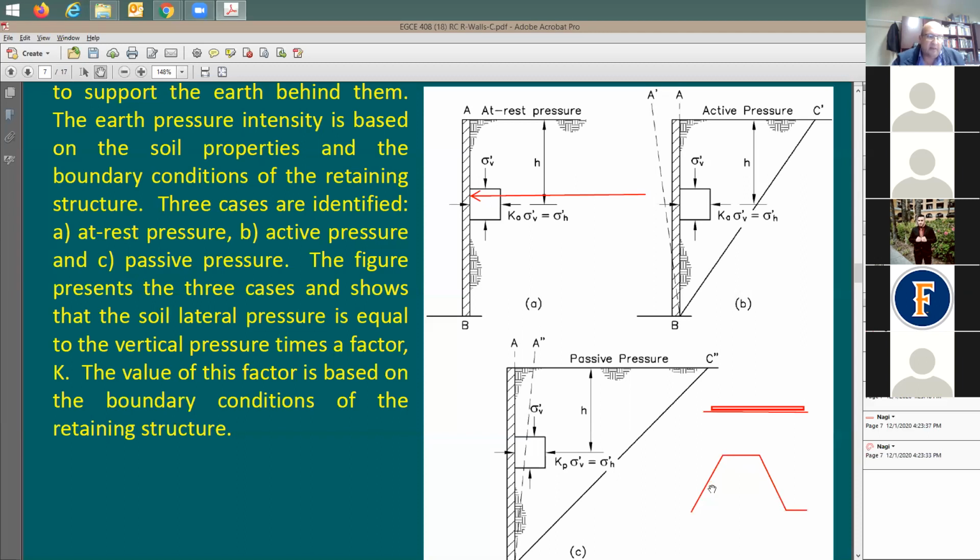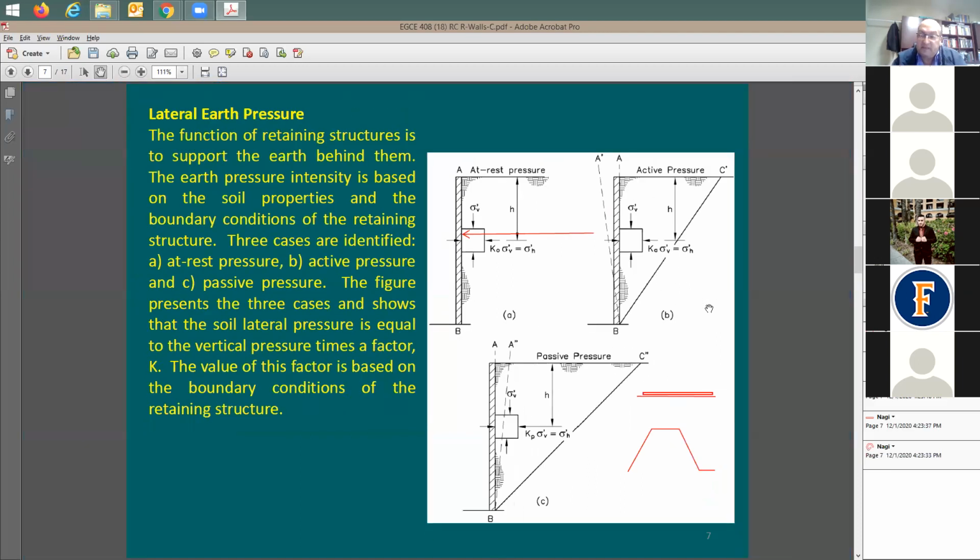Which means in soil, you have some internal resistance for the soil to stay as is. This is the reason that K sub zero and K active are going to be less than one for soil, while for water it is going to be equal to 1.0 because the water is going to stay flat. Does it make sense? Or do we need to go through this a little bit more?